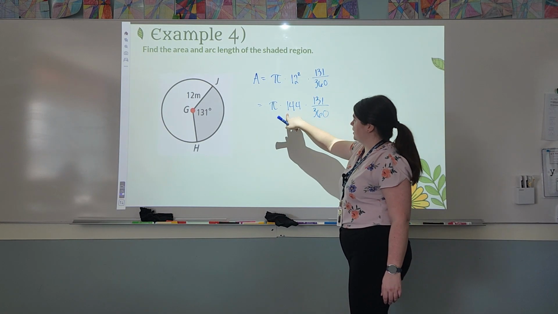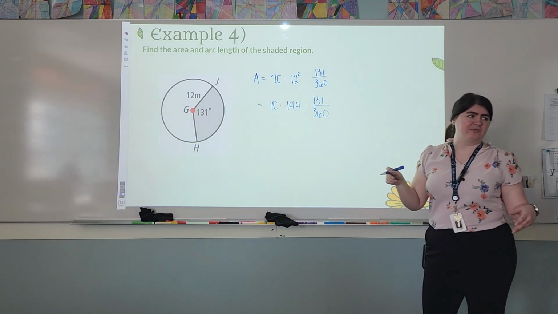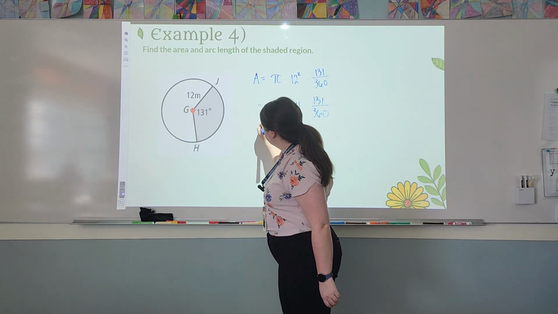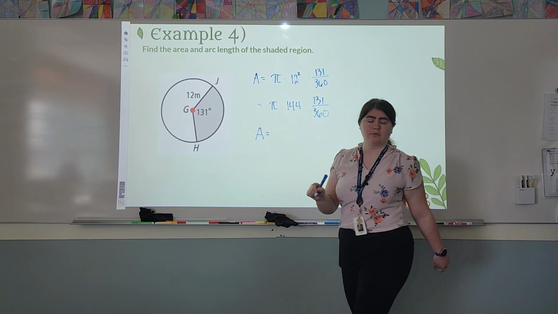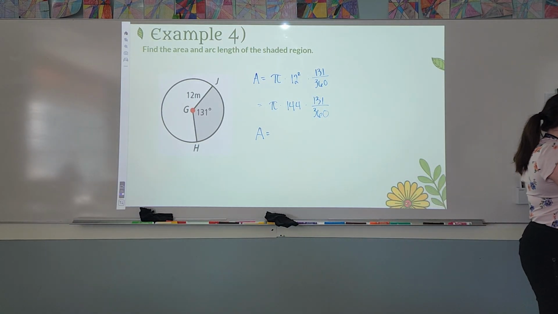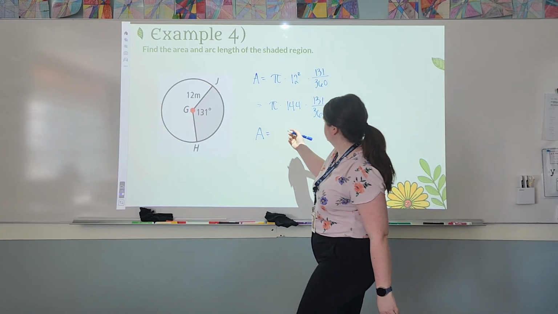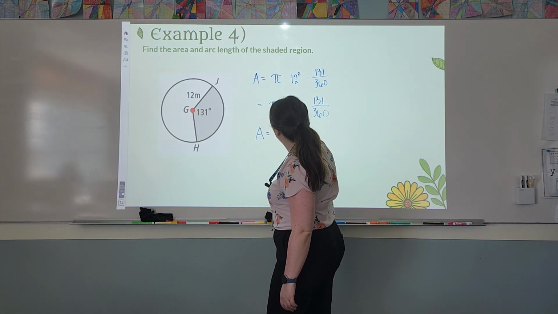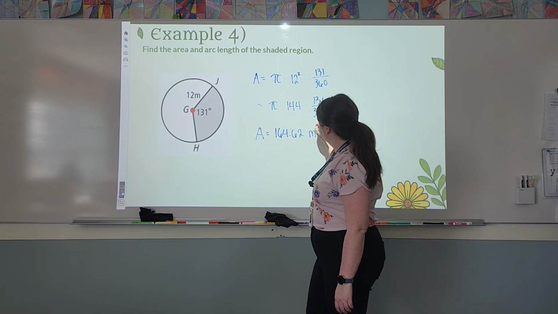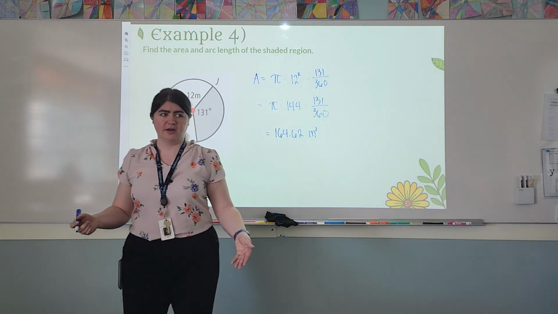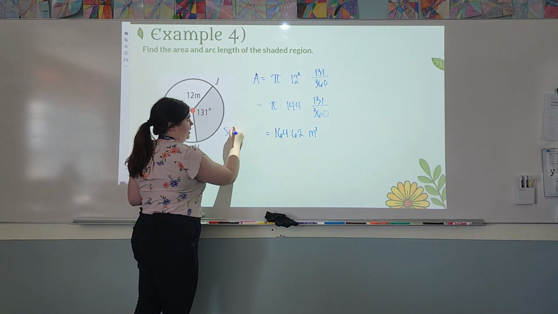What that does mean is we're going to type this into our calculator. If it was in terms of pi, we would leave it as is. We want decimals, so we're also going to multiply it by pi in our calculator. So I've got 144 times 131 divided by 360 times pi gives me 164.62. And that would be square meters. And just to be clear, I only wrote A for area because it is area, but it is sector area.